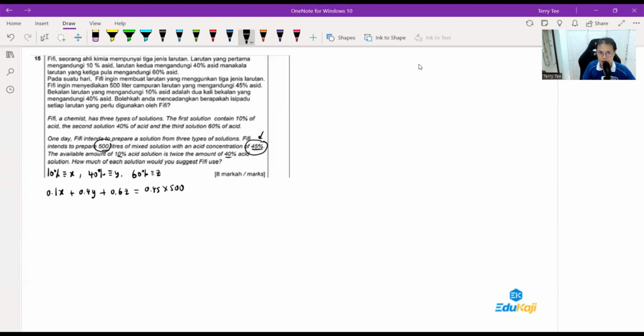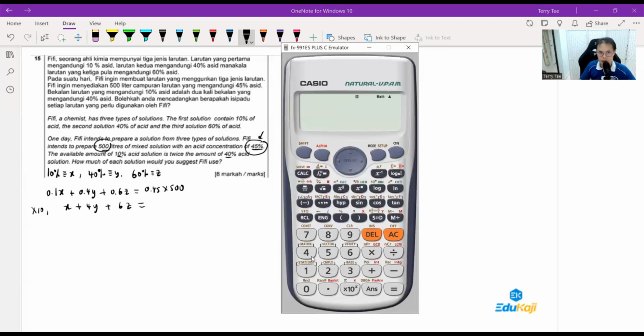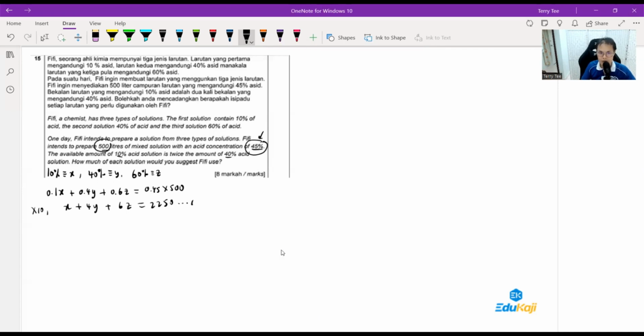So let's simplify this. I know this is a bit annoying. I don't like decimals, so we can multiply by 10. As I times 10, this is x plus 4y plus 6z. So we shift the decimal point, 0.45 times 10 is 4.5. You multiply by 500, it gives us 2250. So this is my first equation.